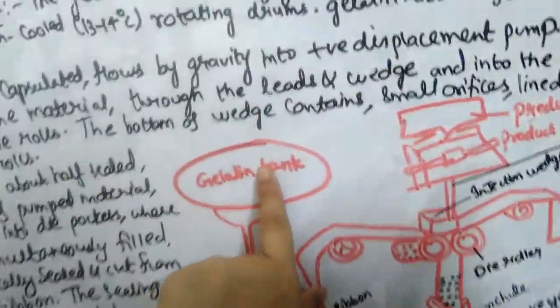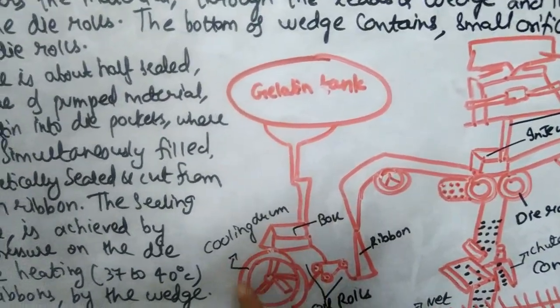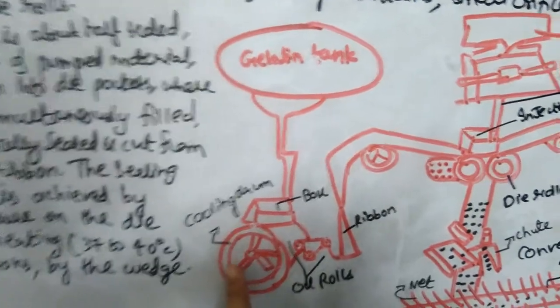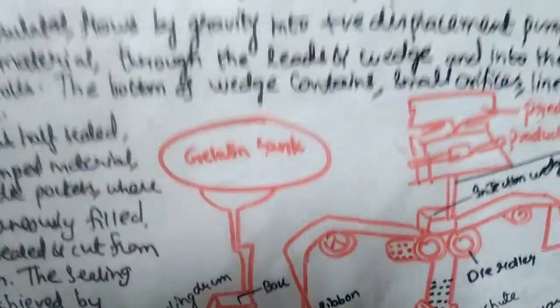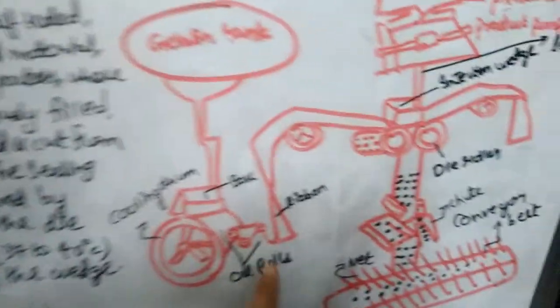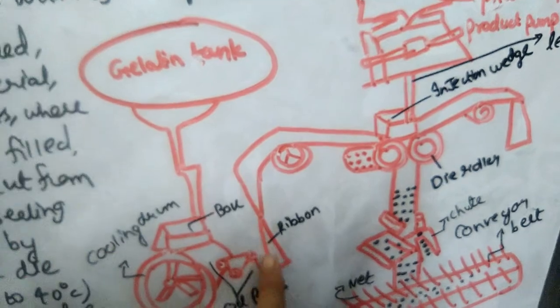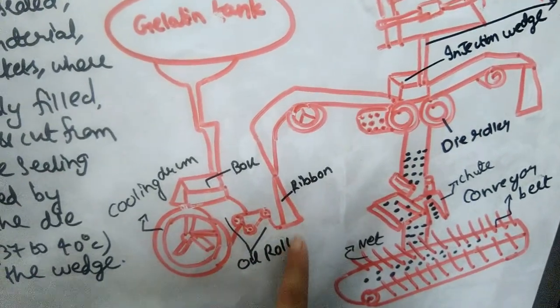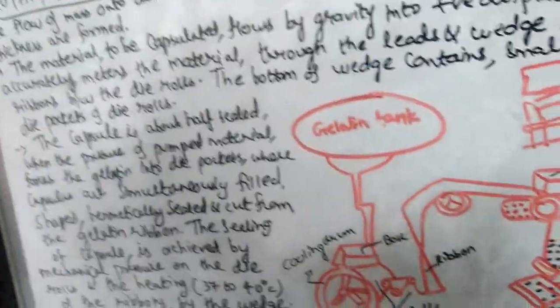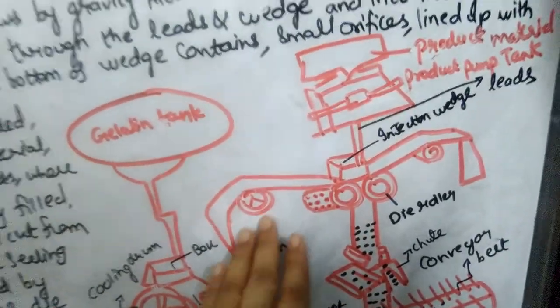I repeat again, the gelatin mass is spread by gravity into a metering device. This will control the flow of mass into the cooling drum, which is maintained at 13 to 14 degrees centigrade. Now when the gelatin mass gets cooled over here, you will get ribbons. So the gelatin ribbons of controlled thickness, that is plus or minus 10 thickness, are formed. This is with your gelatin. Now this is your first step, you got the gelatin ribbons.